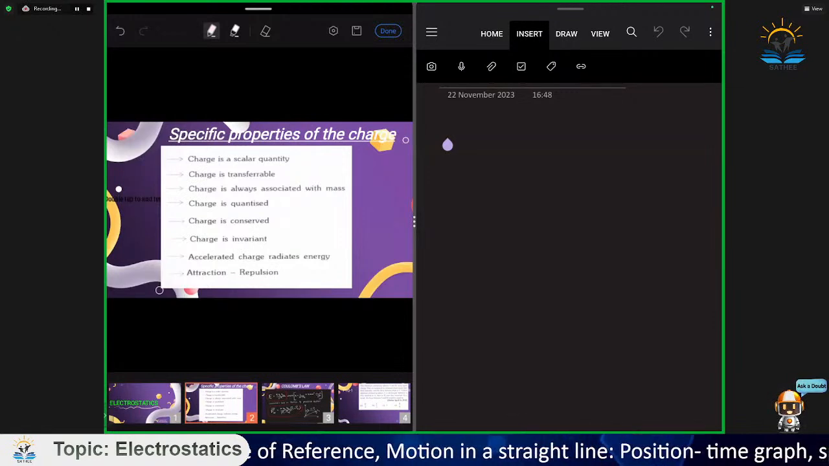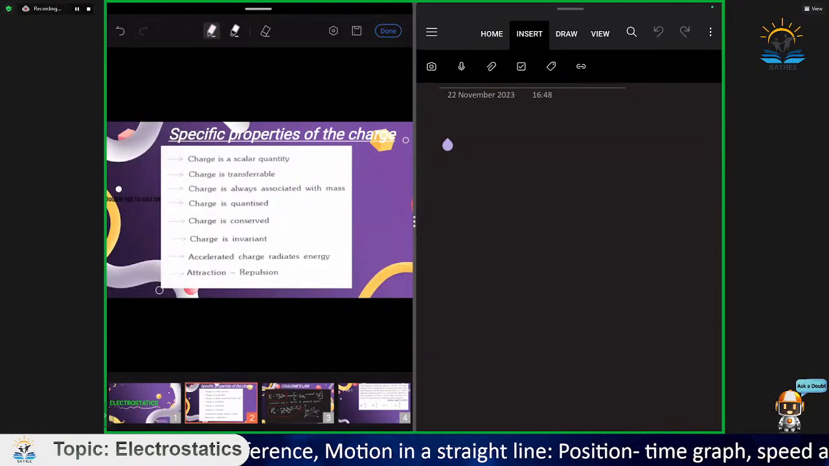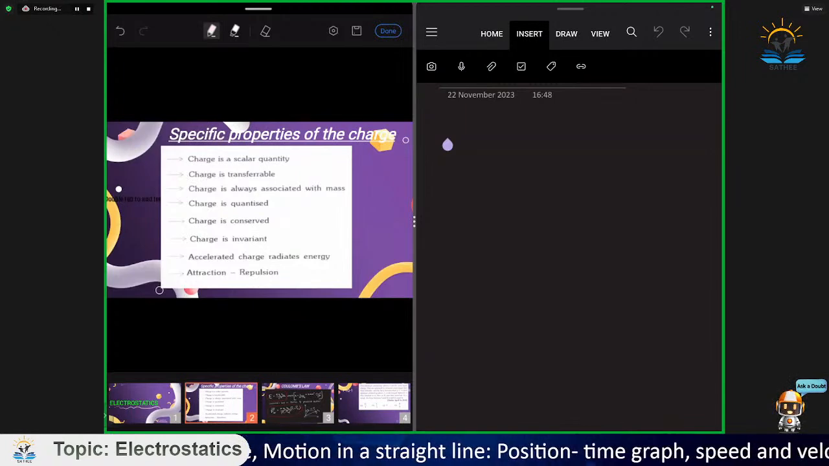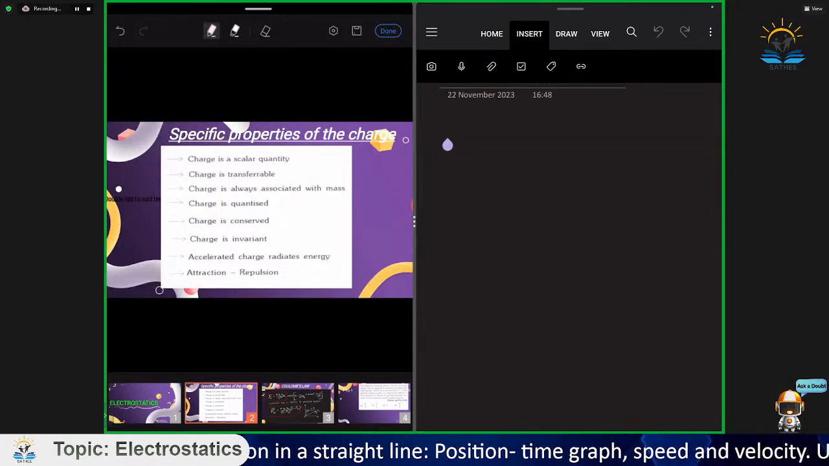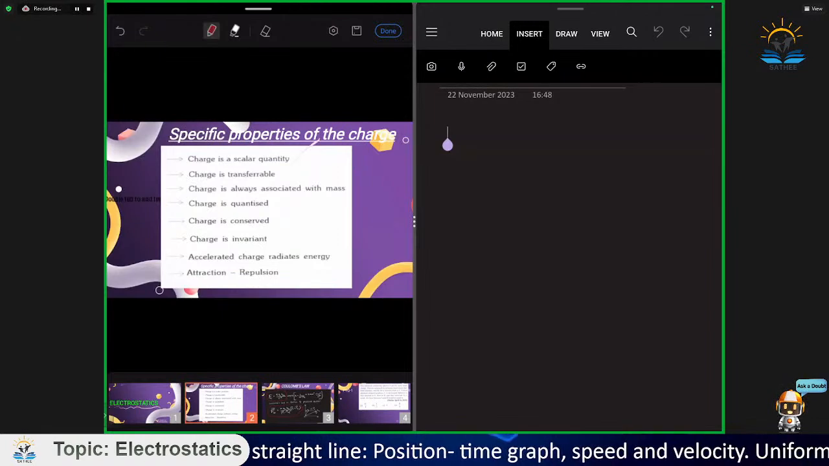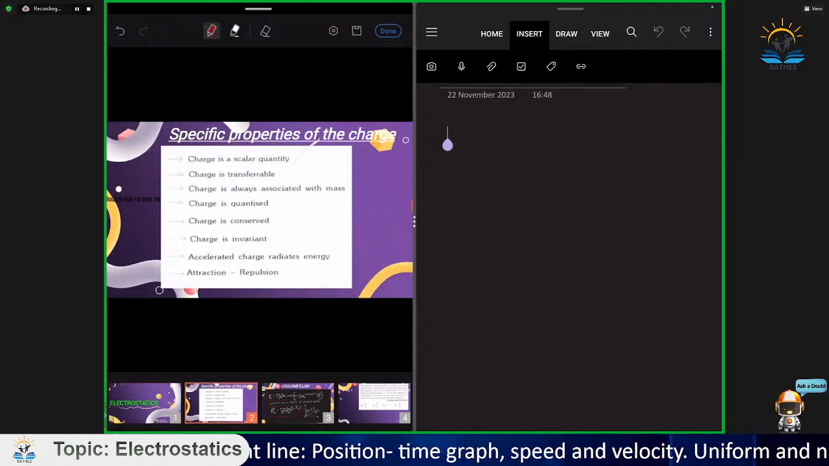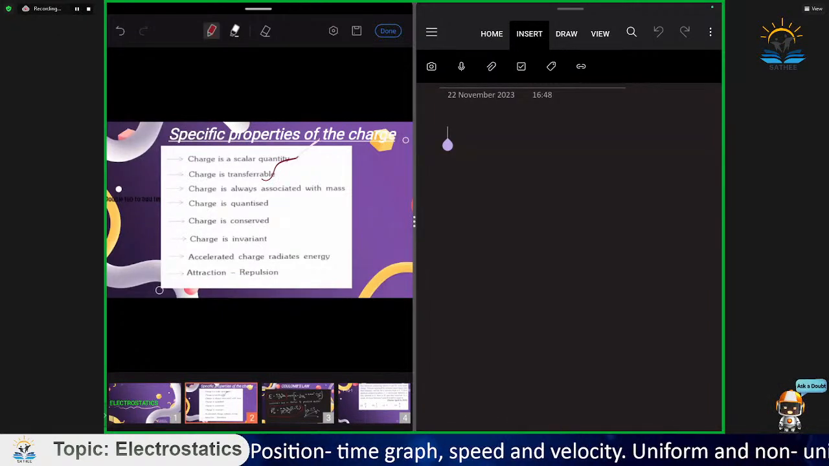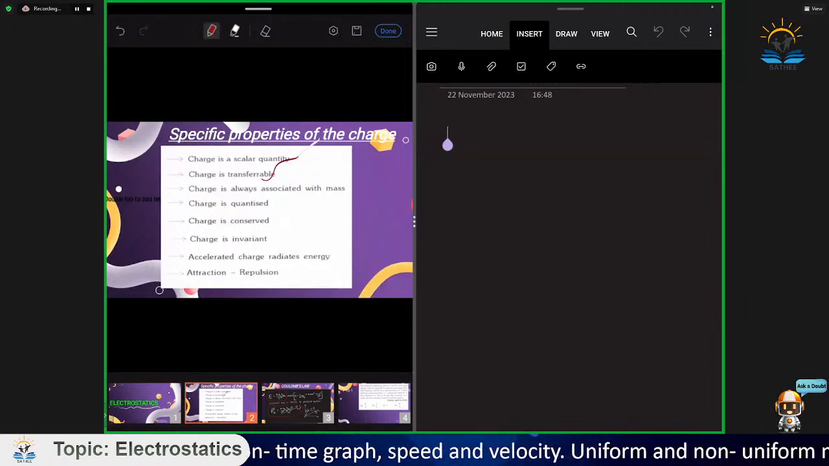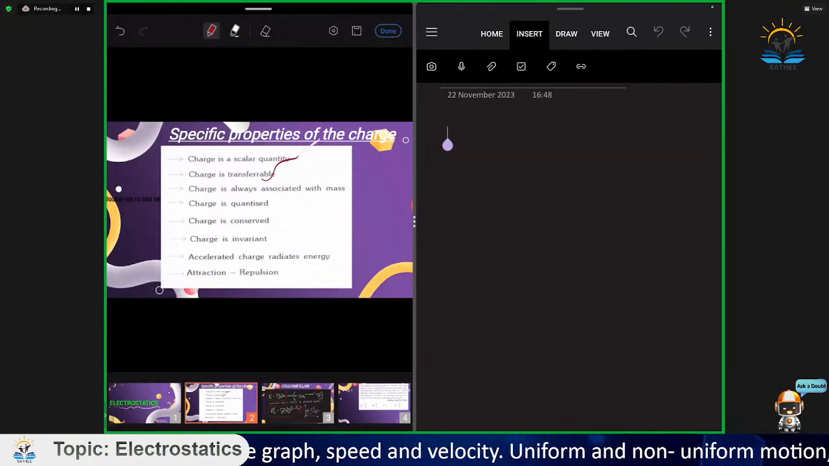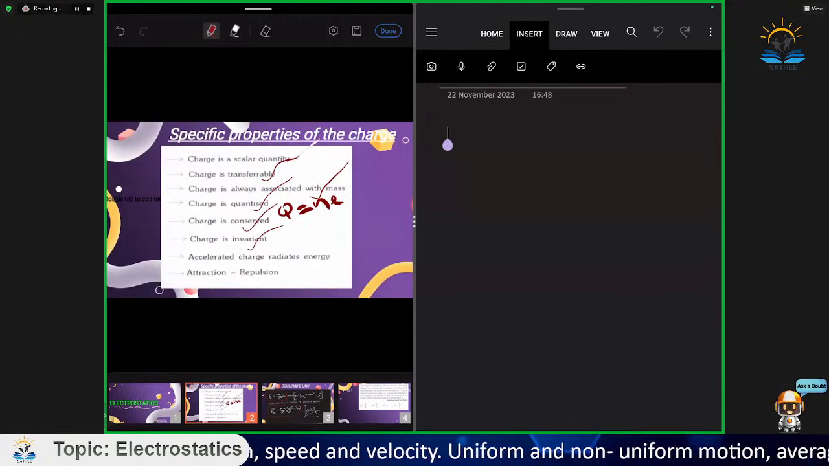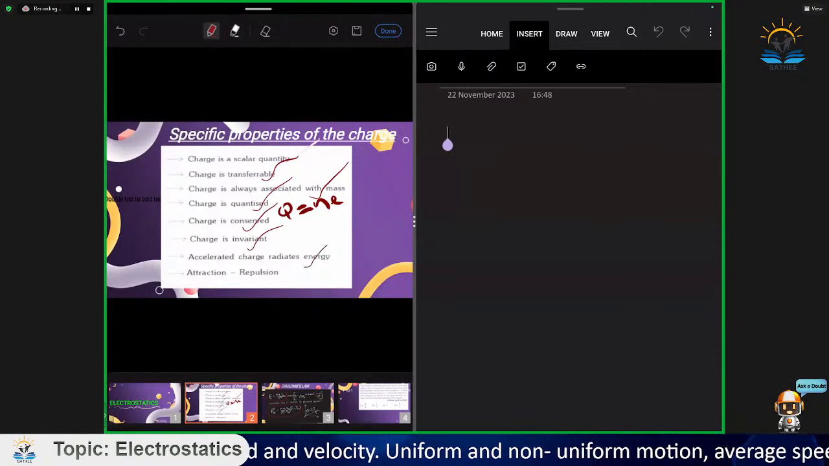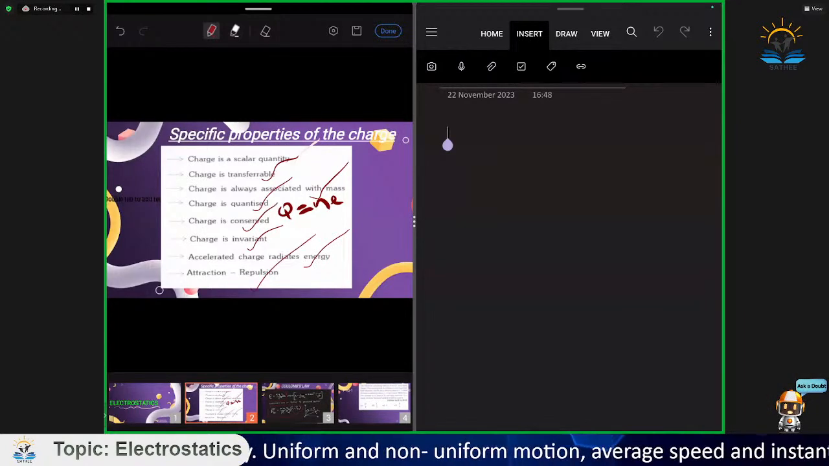First point, charge is transferred. Charge is always associated with mass. Charge is quantized. Then charge is conserved. Charge is invariant. An accelerated charge radiates energy. Then charge has attraction and repulsion. Next, Coulomb's law.